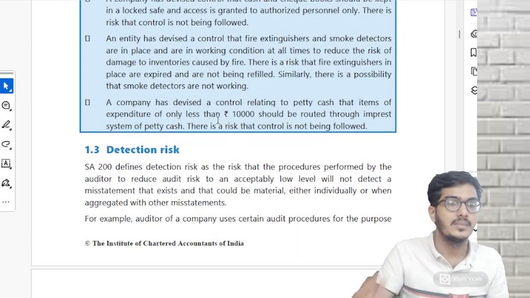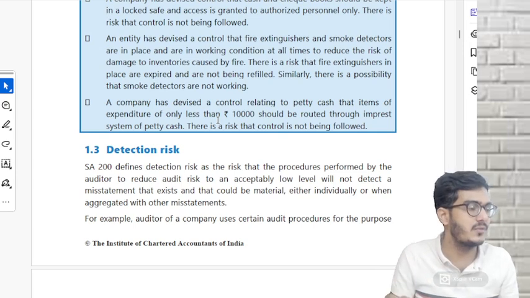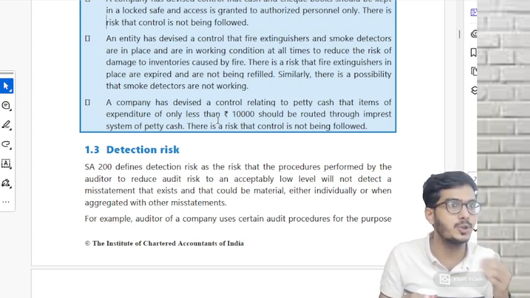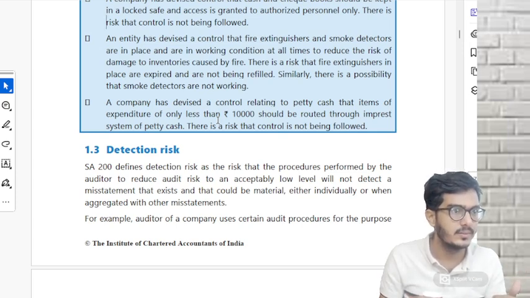Next comes detection risk. Very simple. Detection risk is influenced by the auditor. Why? Auditor is supposed to perform audit procedures. Through those audit procedures, what is he supposed to get? He's supposed to get audit evidence regarding whether any misstatements are there or not. What if his audit procedures are not able to detect those misstatements? It is called detection risk.